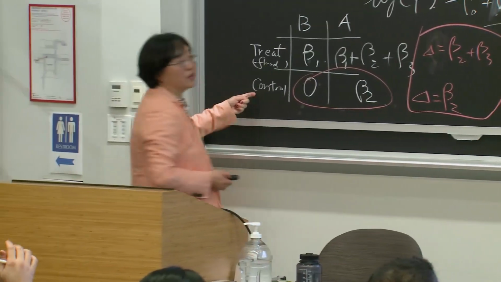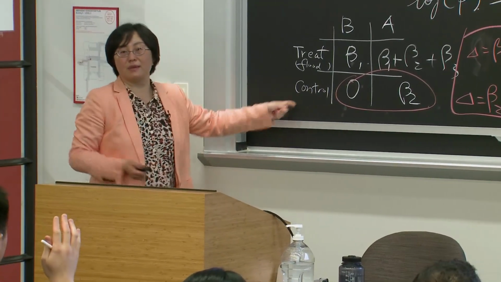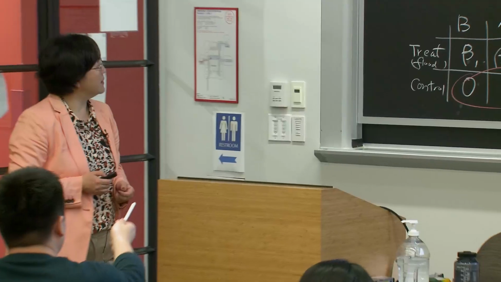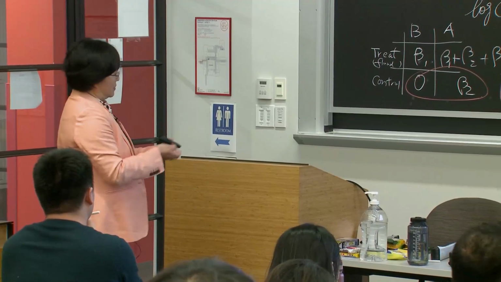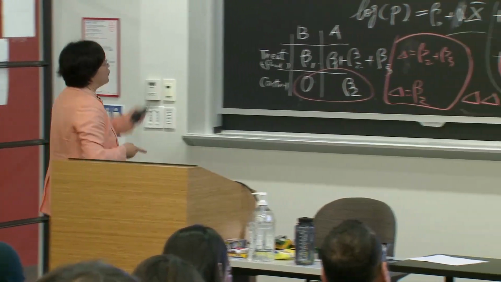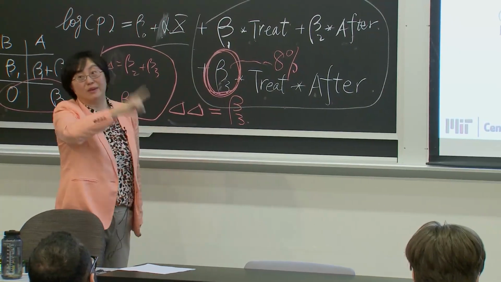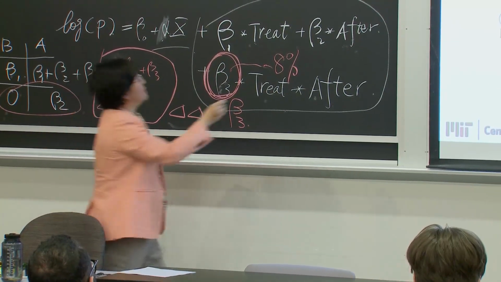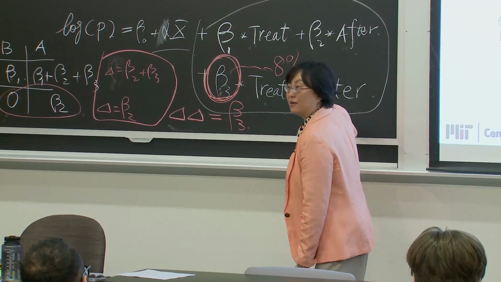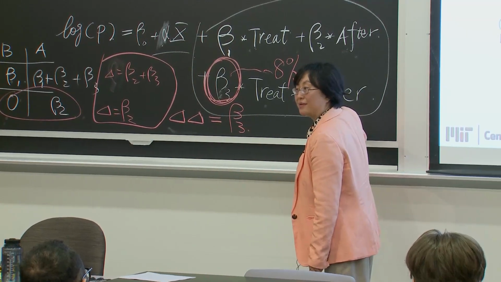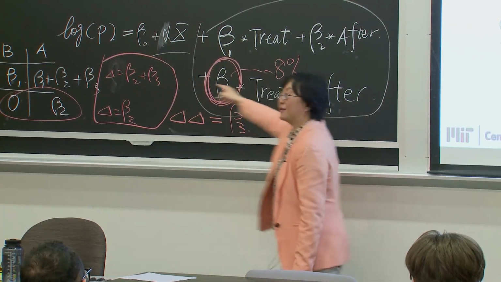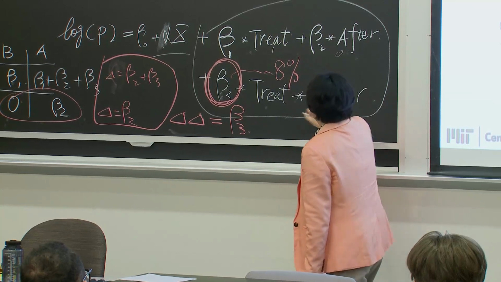Okay, technical thing. Any question? You have a question? Beta one before, yes, before treat. Treat is 1. Treat is always 1 for the treated group, no matter before or after. After is 0 here, and this is 0. 1 times 0 is 0. So you only have beta 1 there, right? So 1, 0, 1, 0.